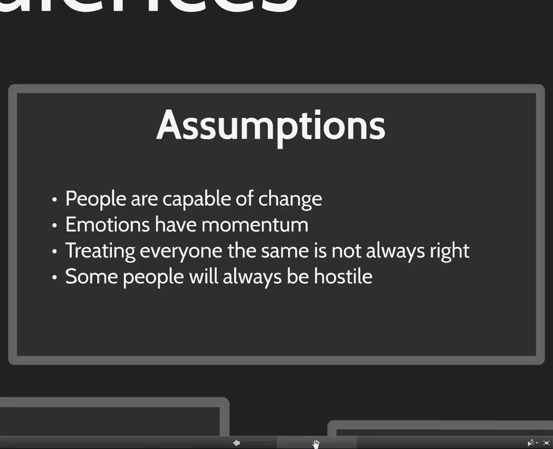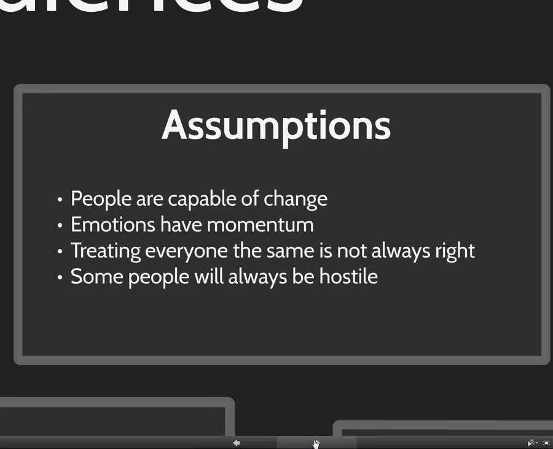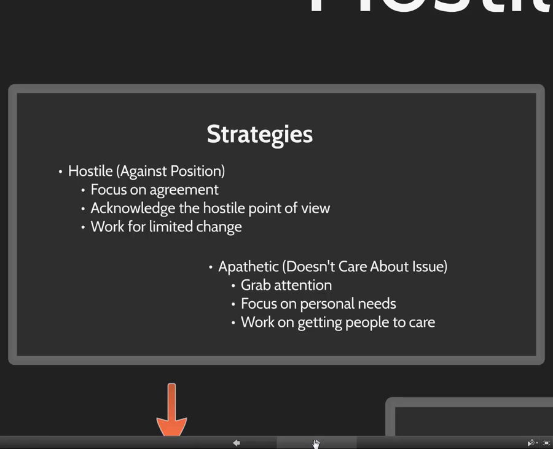There are some audience members that will never get along and never be receptive to your message. And when we recognize that, we understand that treating everyone the same is not always the right thing to do. Once we've gone through those assumptions, we can look at some different strategies. And we want to sort out two different kinds of audiences that can be difficult to deal with.